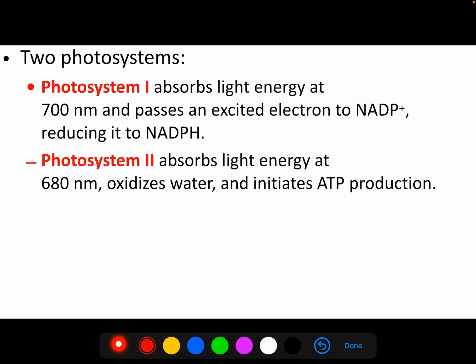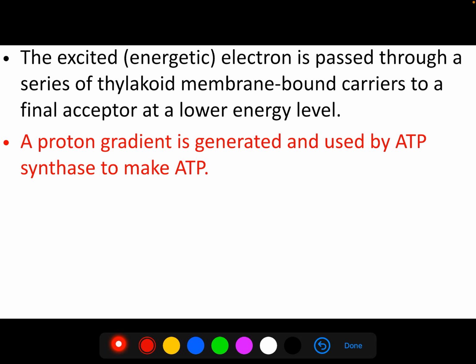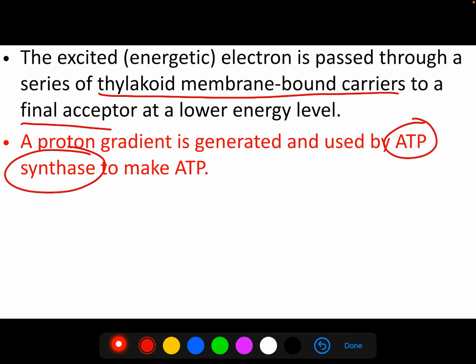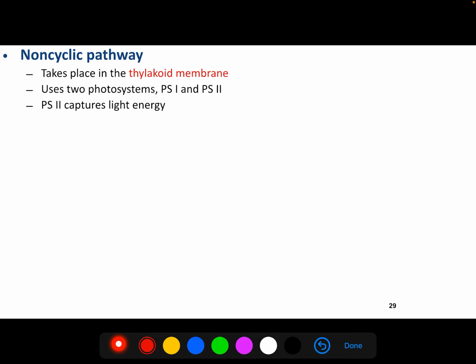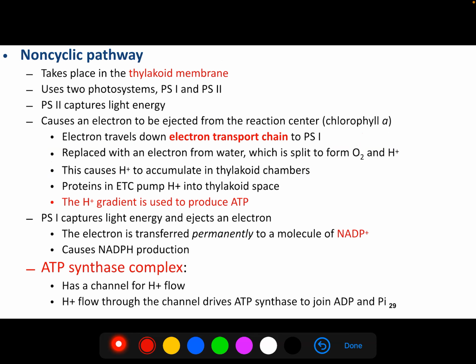And so we talked about this already, photosystem 2 and photosystem 1. The electron is passed through a series of thylakoid membrane-bound carriers to a final acceptor, and so a proton gradient is generated and used by ATP synthase. We've heard that term before, the enzyme, right, ase, to make ATP. Okay, the non-cyclic pathway, which is what we've been talking about, takes place. Okay, so where does it take place? It takes place in the thylakoid membranes.